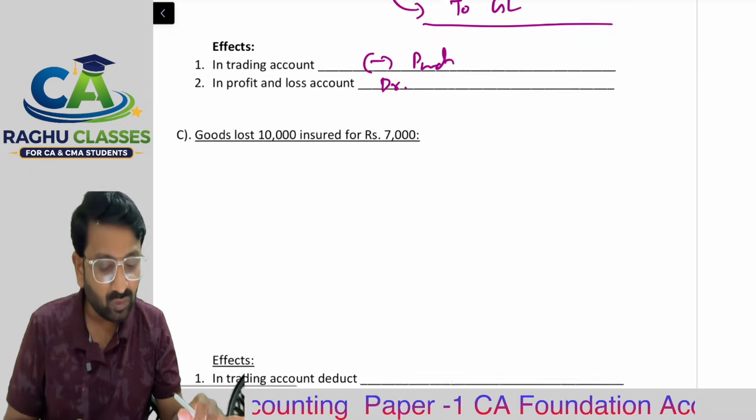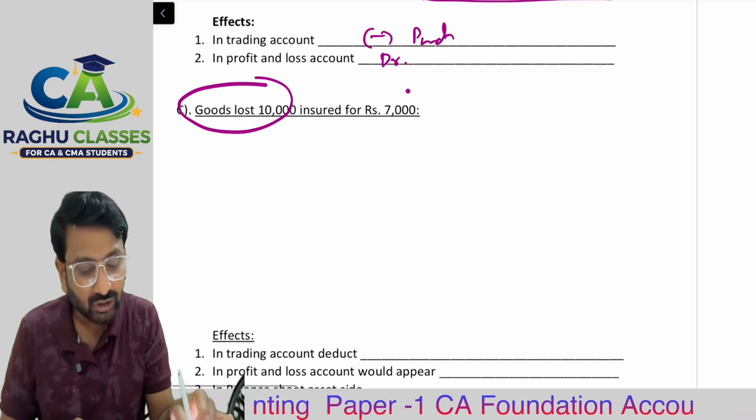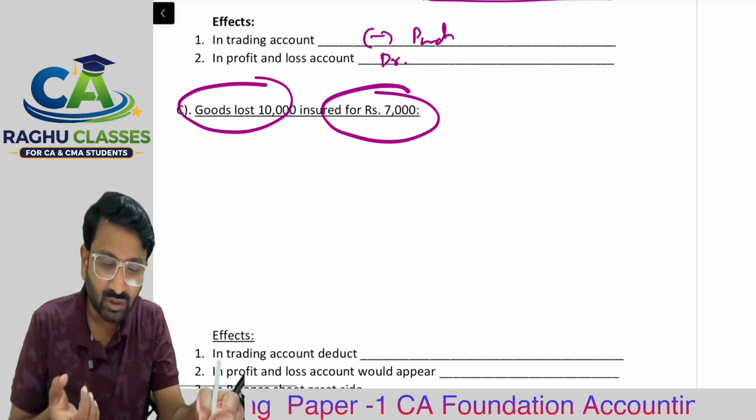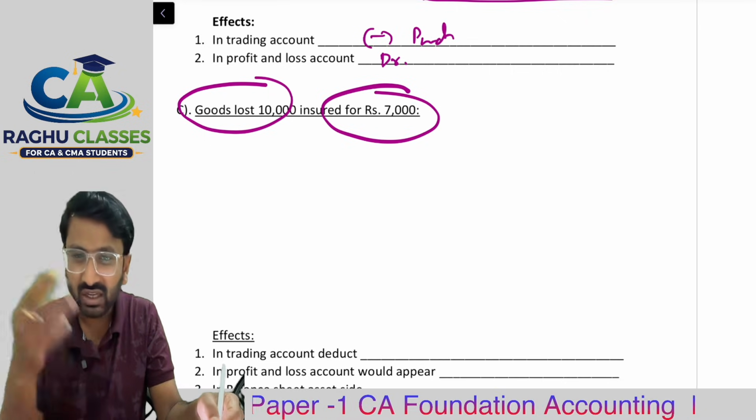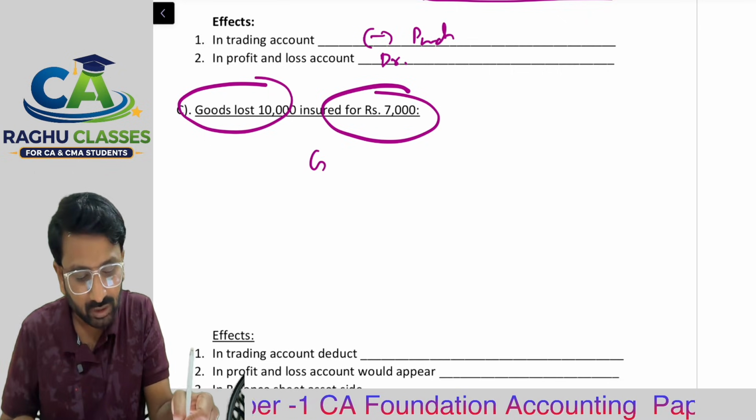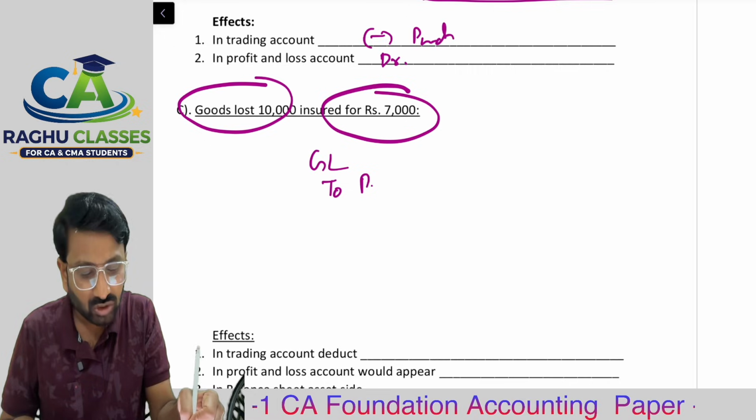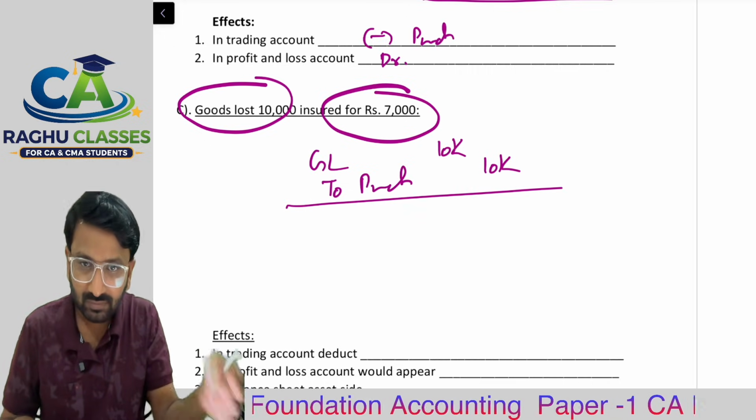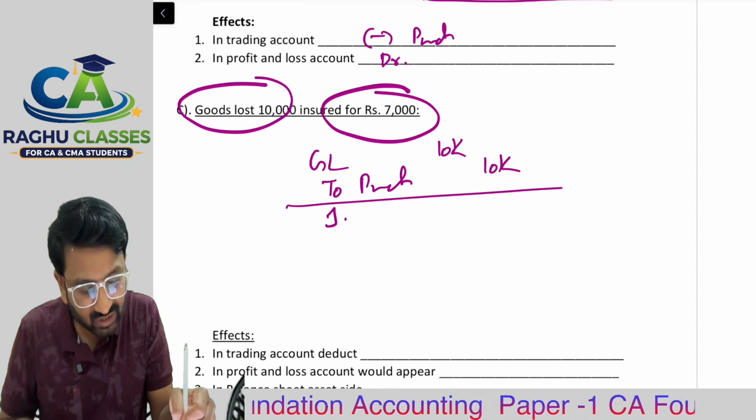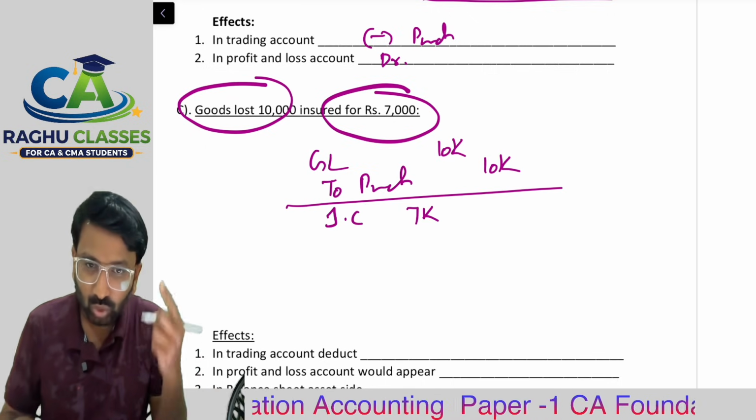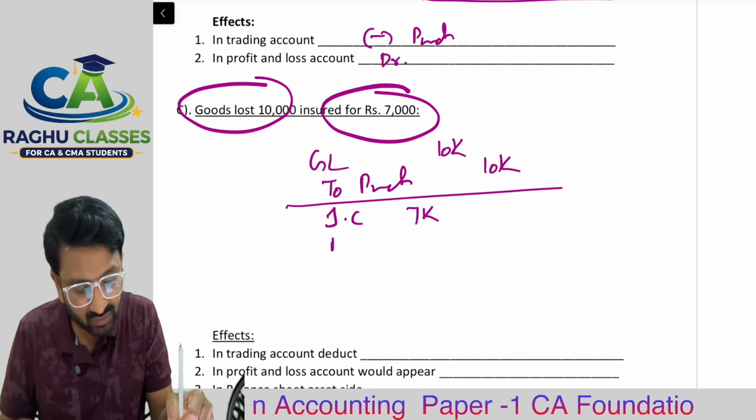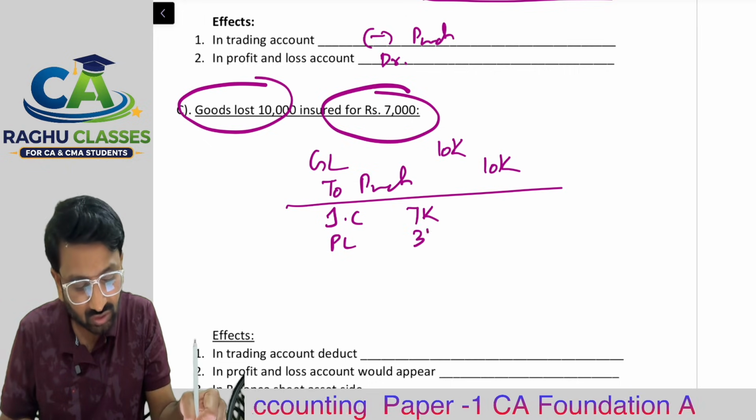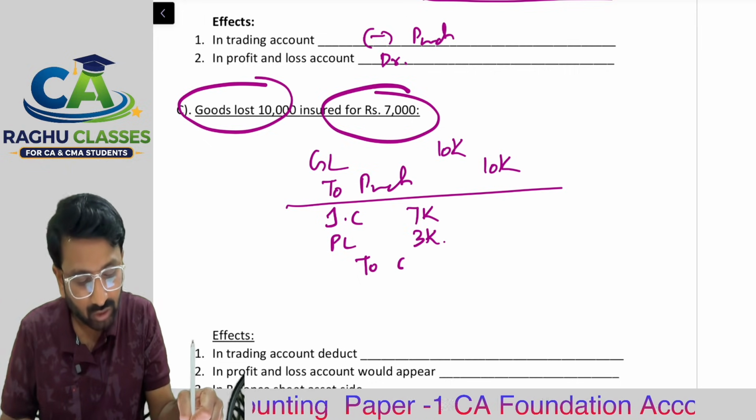Next one. Goods lost 10,000, insured for 7,000. So can I say this 7,000 is like an asset for you and 3,000 is like a loss for you? So the first entry will be goods lost account debit to purchase 10K. In the trading account, minus. Insurance claim 7,000 is an asset, show it in balance sheet. Whatever is not insured, 3,000 is a loss, put it in P&L. So P&L account debit to goods loss.